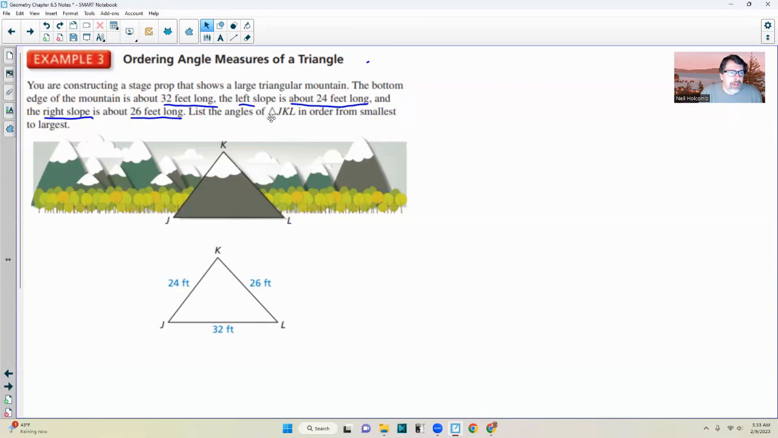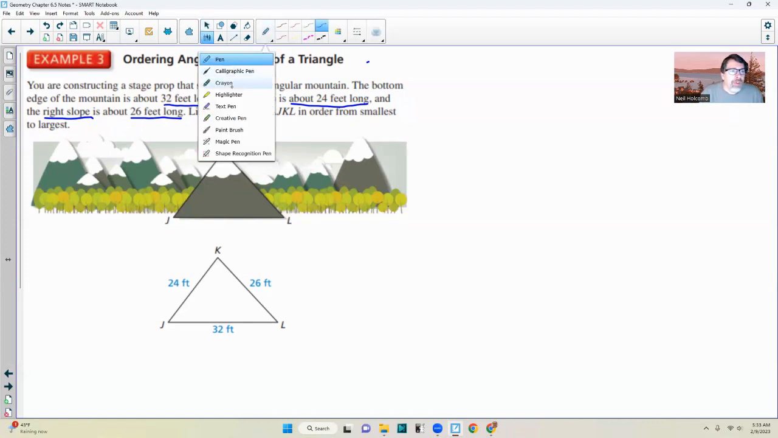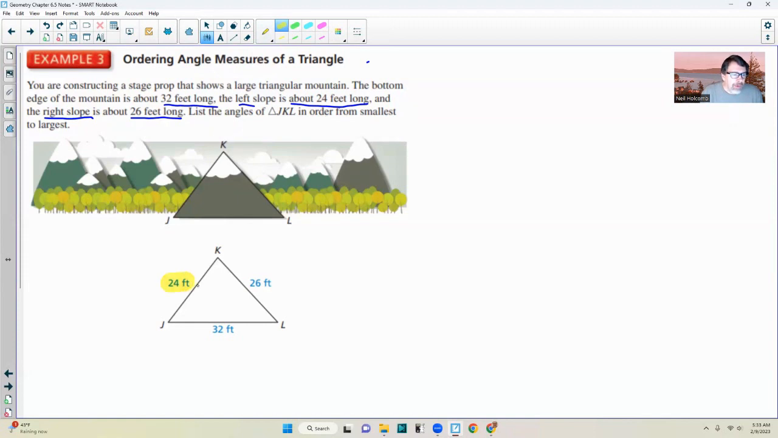It says list the angles of triangle JKL in order from smallest to largest. So what I'm going to do is notice that 24 is less than 26 and 32. 24 is the shortest. Be careful with the wording: if it said from largest to smallest, then you would have to start with the biggest. So we want to go smallest to largest. 24 is the shortest side.